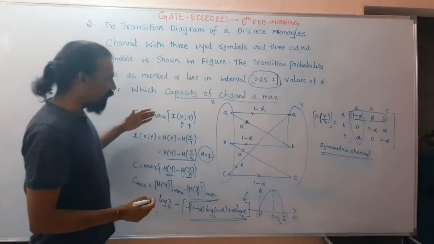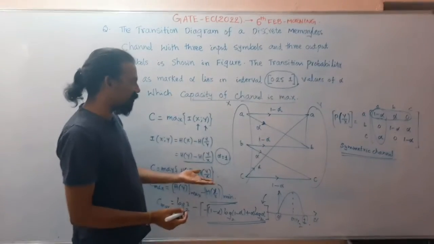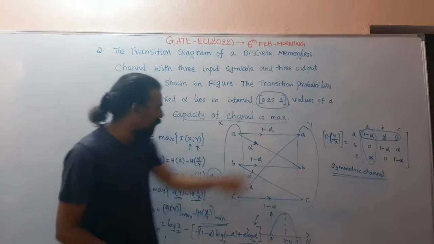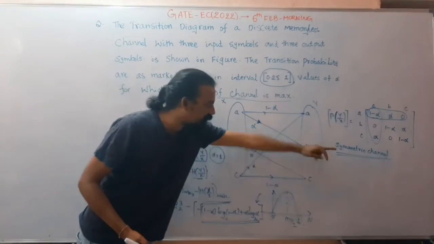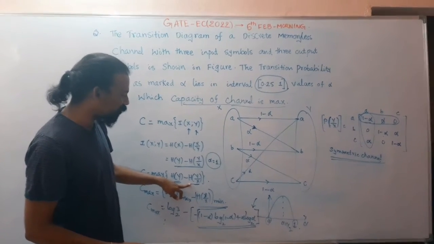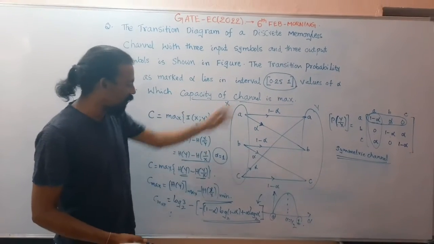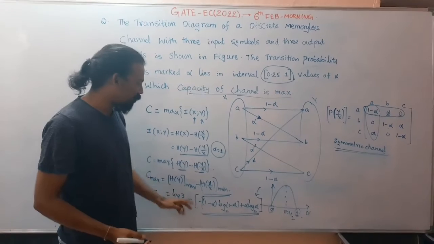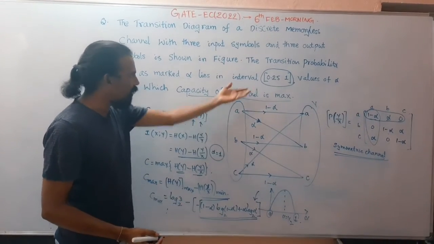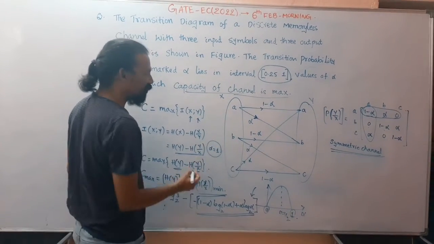And in the explanation of this, the video might be around 3 minutes. Considering input X and output Y, write the channel matrix and use the property of the symmetric channel. For a symmetric channel, the conditional entropy is simply the entropy of any one row or column. If you apply this property, it is very simple, and the answer is alpha equal to 1.